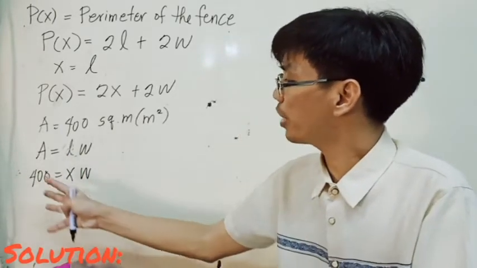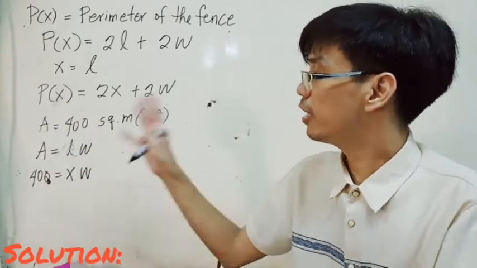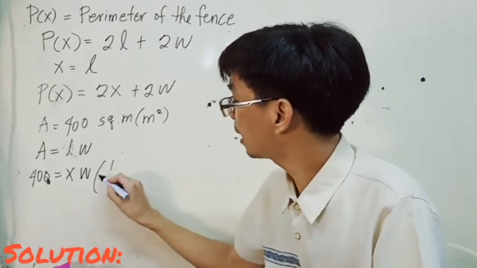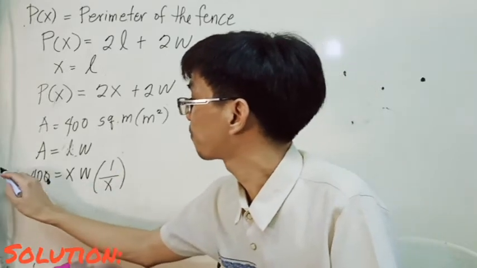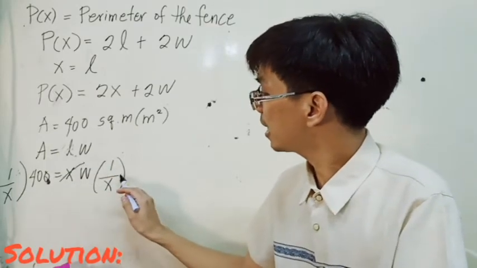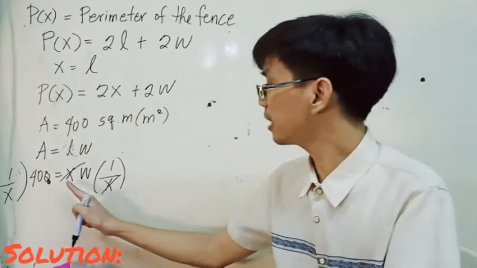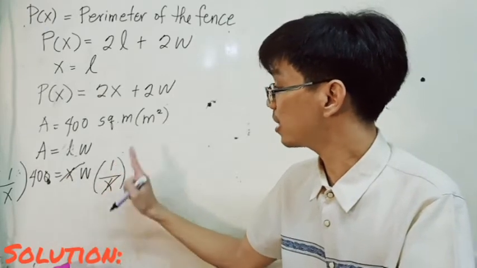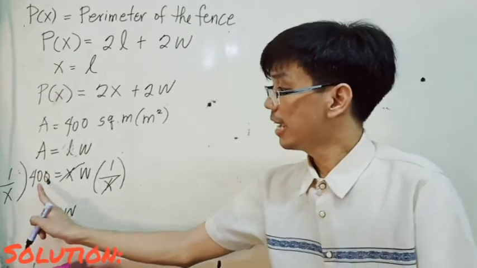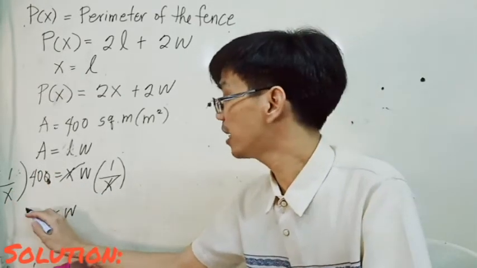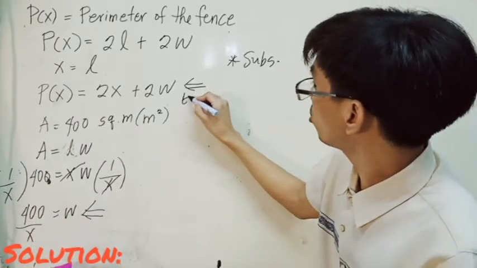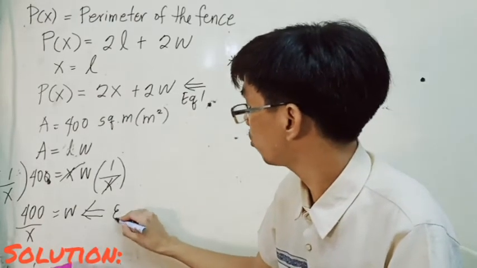How are we going to create a function in terms of x? Using this, we multiply both sides by 1 over x. By multiplying both sides by 1 over x, on the right side, x will be cancelled out because x times 1 over x is 1. So this will give us w. And from the other side, 1 over x times 400 will give us 400 over x. Let us call this equation 1 and this equation 2.